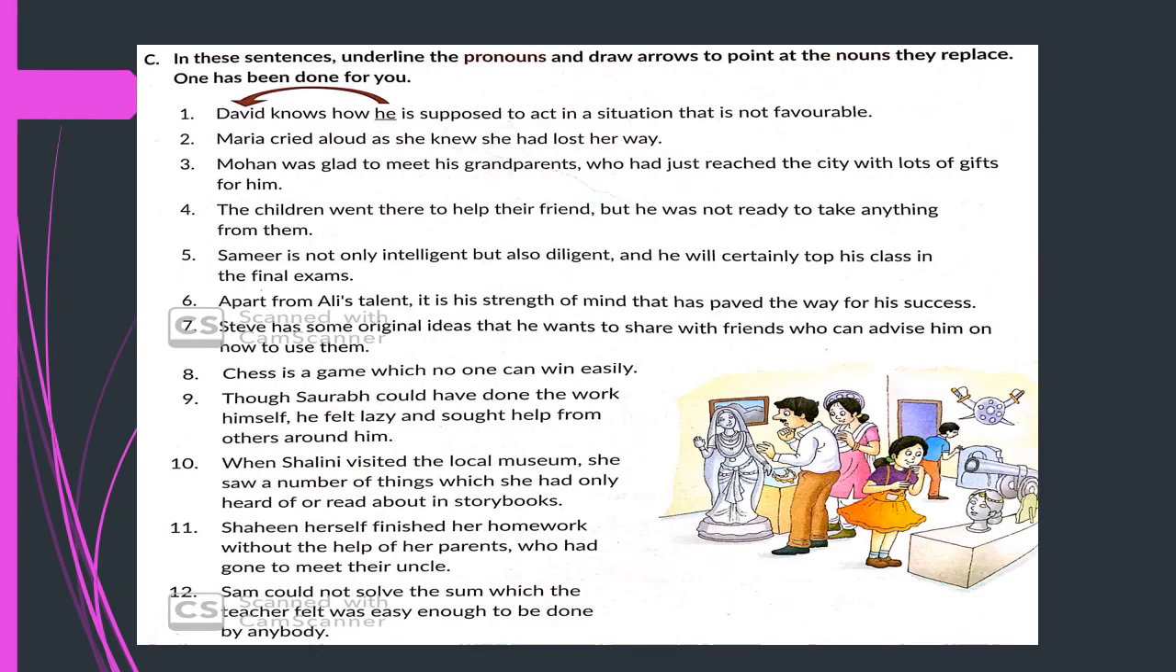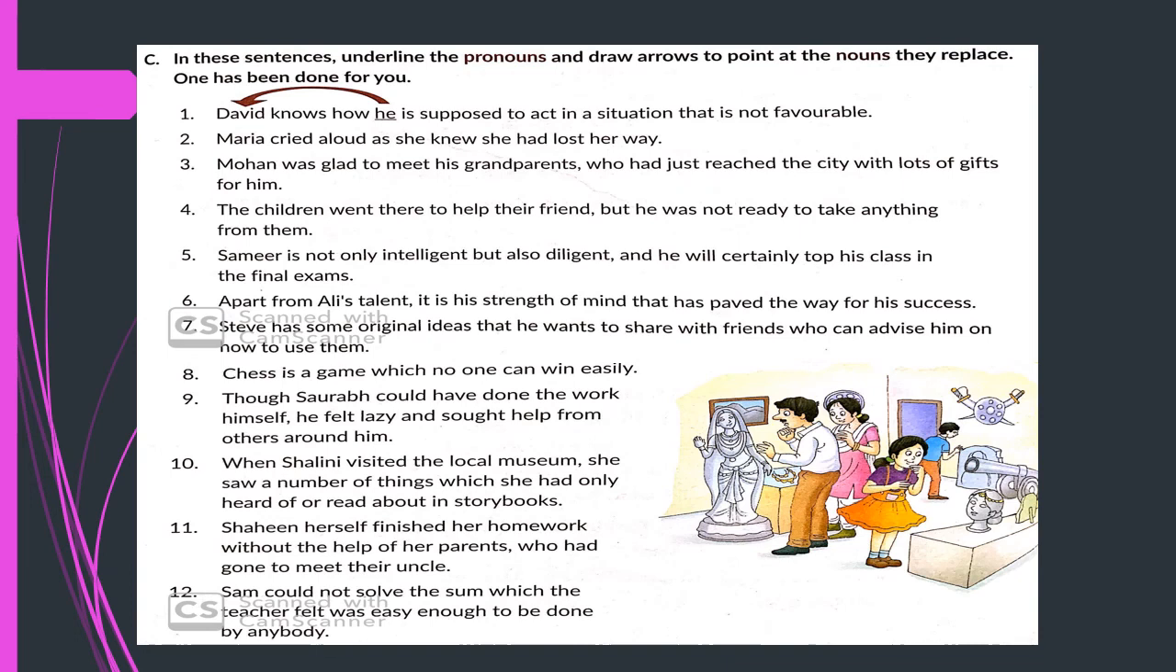Coming to exercise C, in these sentences, underline the pronouns and draw arrows to point out the nouns they replace. One has been done. David knows how he is supposed to act in a situation that is not favorable. So he is the pronoun that is replacing the noun David, hence they have pointed it out. Coming to the second one, Maria cried aloud as she knew she had lost her way. Maria is being replaced by the pronoun she. So we are going to make an arrow from she to Maria.